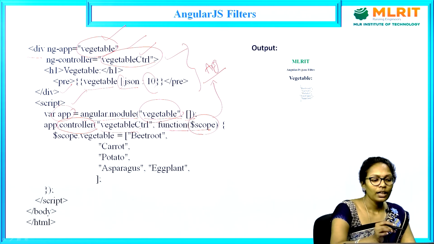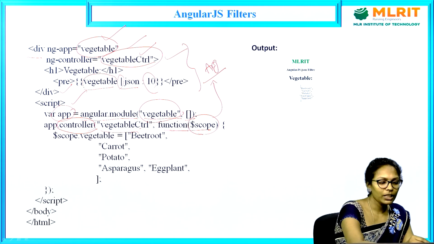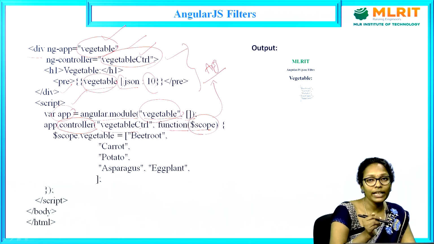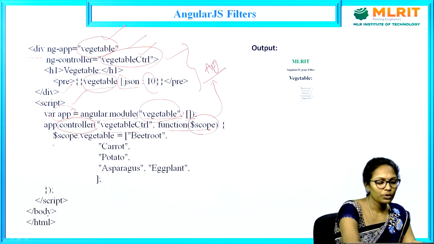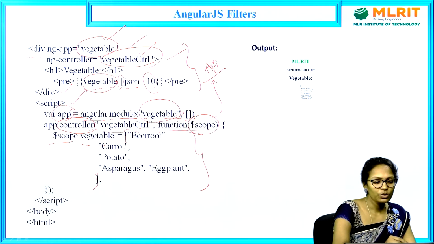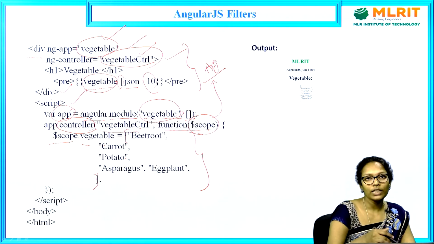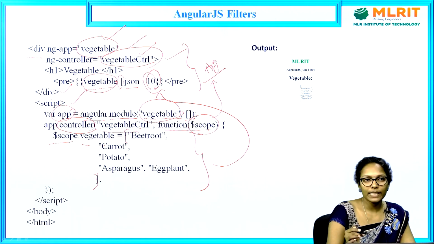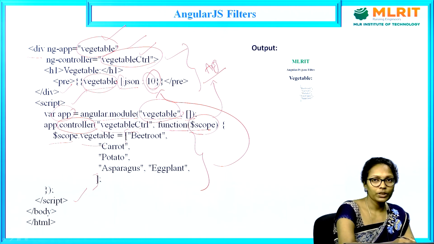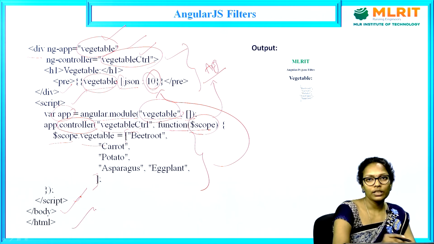Now in this AngularJS part, I have a variable, an object, that I need to define here. How can I access that object? Using $scope. So $scope.vegetable, I'm adding an array of items: beetroot, carrot, potato, asparagus, eggplant. All these 5 items I'm adding to this array. The same values will be sent here and converted into JSON format, and with 10 spacing the output will be displayed. Then you're closing your script, the body section, and the HTML part.